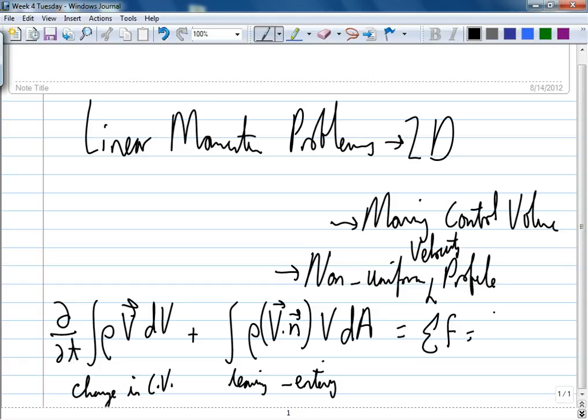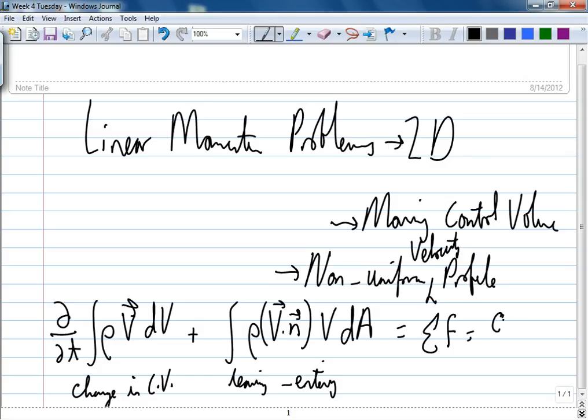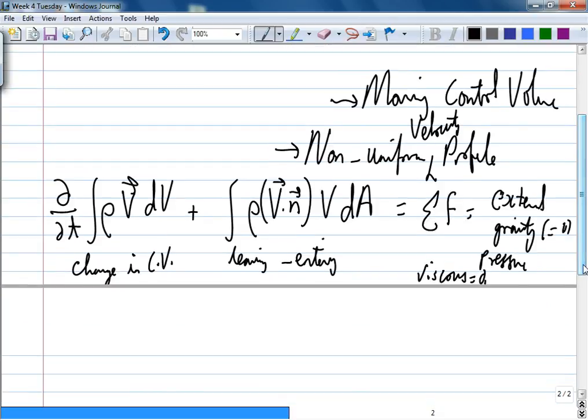That is the sum of forces, and the forces we have are external: normally gravity, pressure, and viscous. These are the normal four forces that we have. Normally, viscous is 0. Gravity also is a lot of times 0, unless they tell you that you need to worry about gravity. So that's our equation, which we normally simplify to steady state.